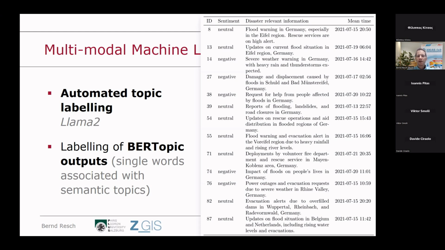Now, from these single words, we so far had to extract meaning. So what are people actually talking about? How do we interpret this, and what do we tell disaster managers? Now, through the rise of generative textual machine learning models, in this case Llama 2, we are able to label topics in an automated fashion. So what is here is the output of the generative text model, in which we input all the posts that belong to this very topic.